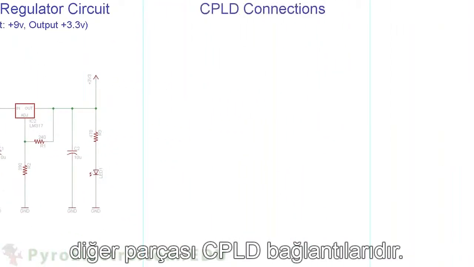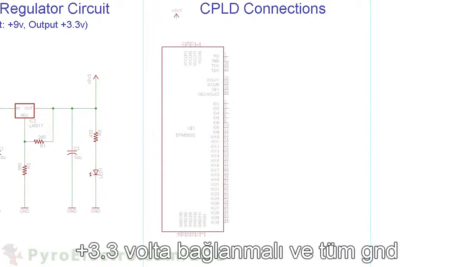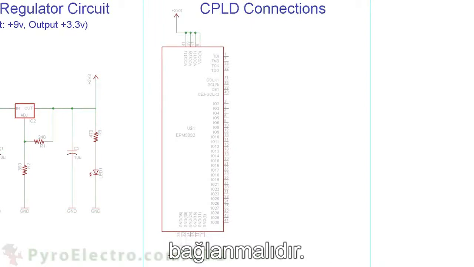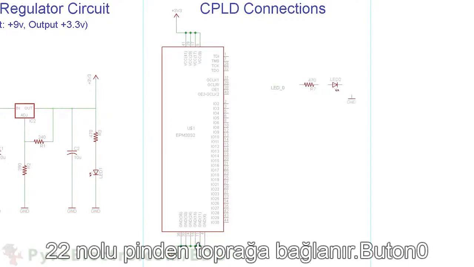The next part of the circuit are the CPLD connections. All VCC pins connect to the regulated plus 3.3 volt and all GND ground connections connect to the circuit ground. LED 0 and a current limiting resistor connect from pin 22 to ground.